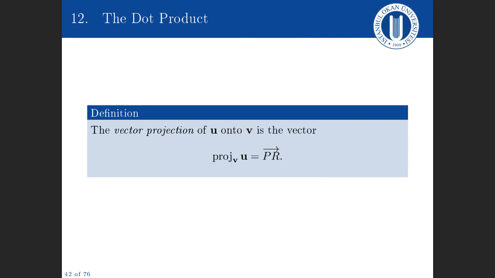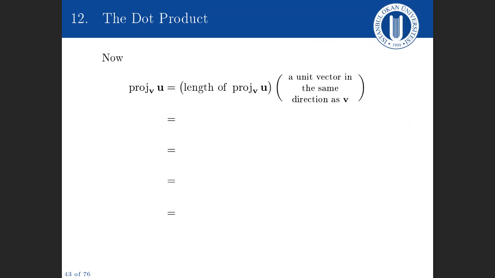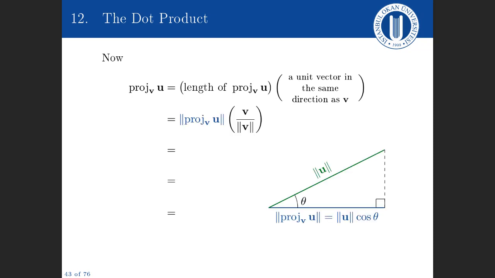The vector projection of u onto v is the vector from P to R. And what does that mean? We can calculate a formula for this, because this vector is equal to its length, or its norm, multiplied by a unit vector which points in the same direction as v, assuming that the angle between them is less than 90 degrees. The length of the projection of u onto v is the norm of the projection of u onto v. A unit vector which points in the same direction as v is v divided by the norm of v. And from the triangle, which is shown here, we know that the norm of the projection of u onto v is the same as the norm of u cos theta.